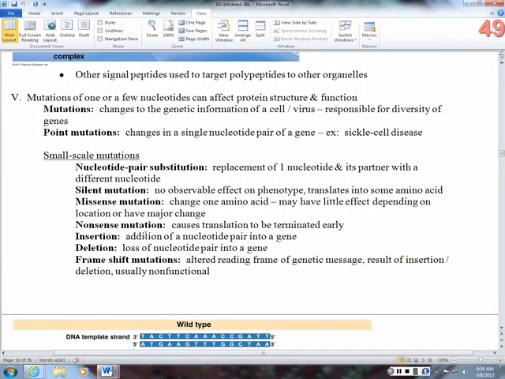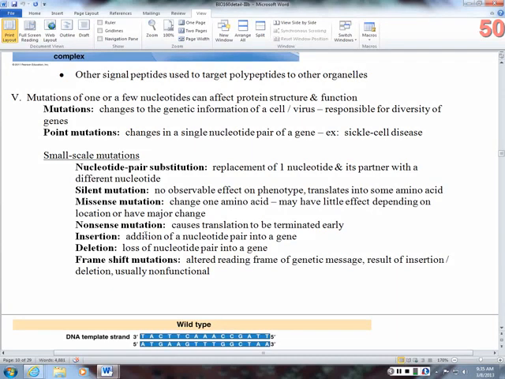So the mutations. Mutations are going to be anytime you cause a change to the genetic information of a cell or a virus. Part of it is it does help to create the diversity in the genes, but sometimes it causes changes that we don't really like. So point mutations are changes in just a single nucleotide with its partner in the DNA.